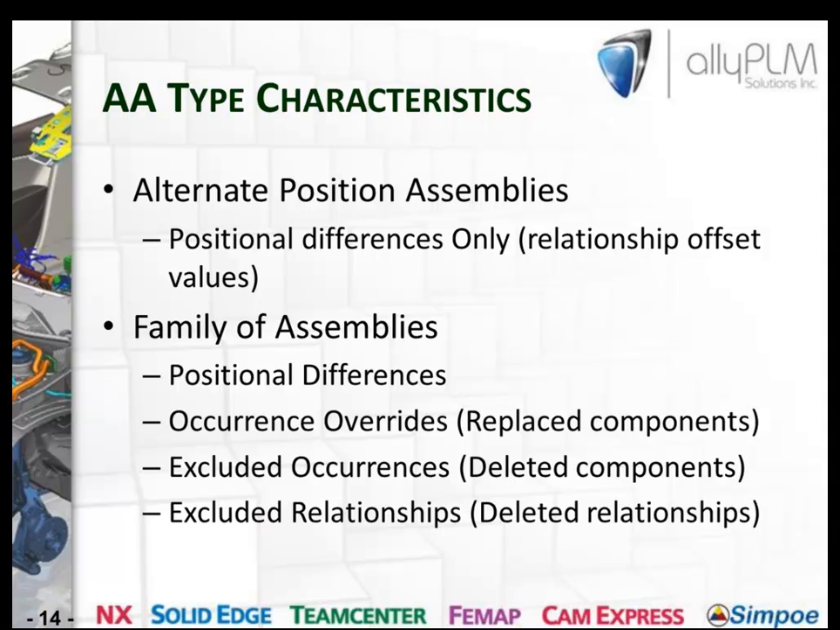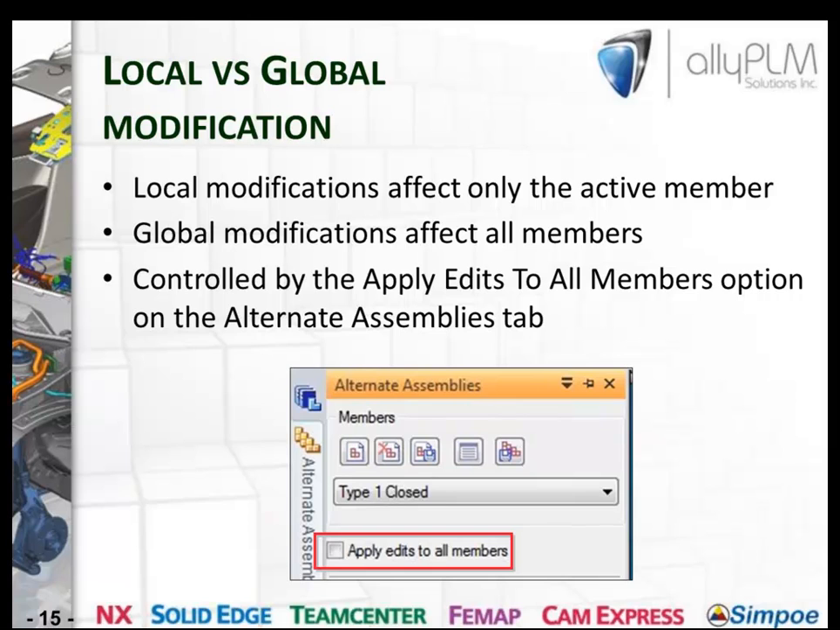First thing we're going to look at is the alternate position assembly. Like I mentioned, only the position is different, so relationships and offset values. For the family of assemblies, the positions can be different. You can replace components, you can delete components, and you can delete and redefine relationships. When you make these modifications, you can either make local modifications that only affect the active member, or you can apply the modifications to all the members in that family of assemblies.